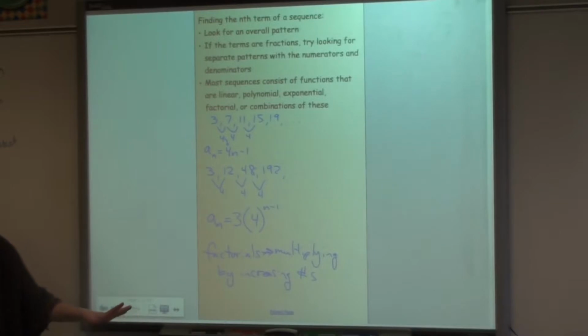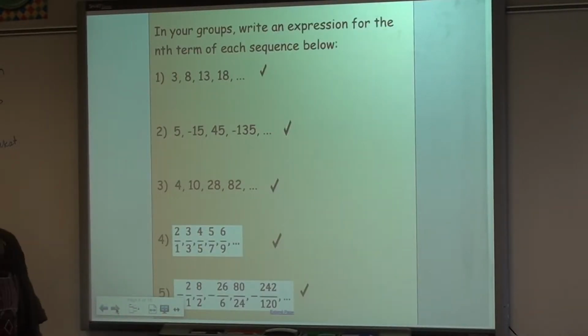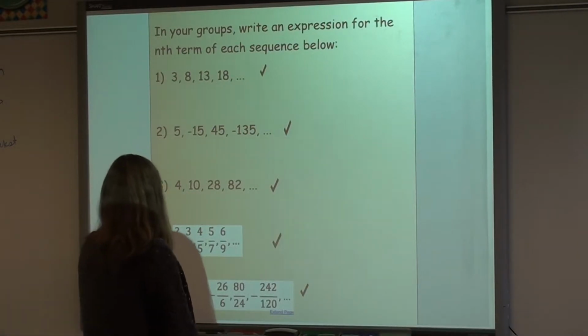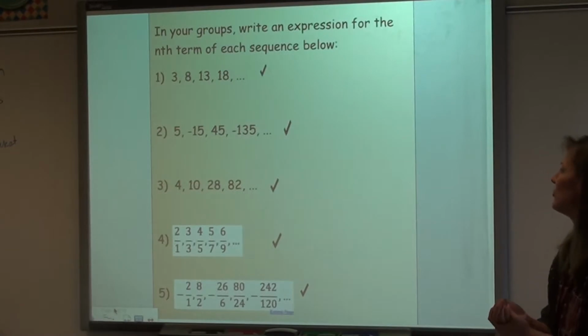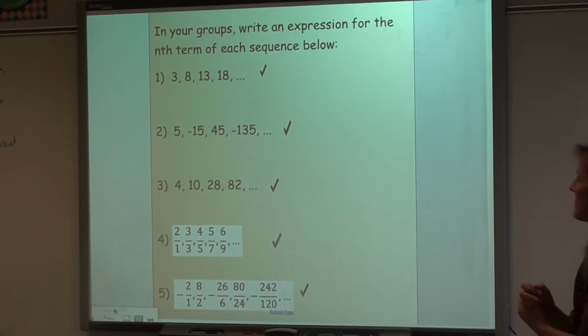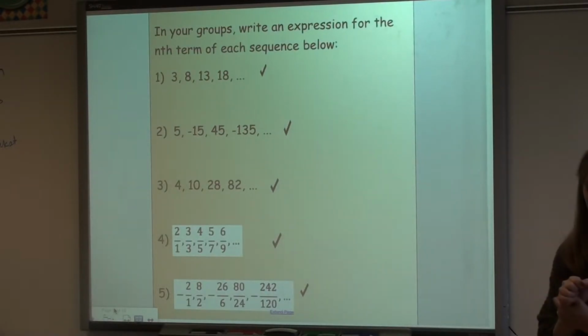So these are kind of fun. It's like a mystery, right? So here we go. Here are 5 fun-filled sequences for you to figure out a rule for. All right, so write an expression for the nth term, or write a rule, a sub n, for each of the following sequences. Work together. See if you can figure them out. Some are easy, some are a little more challenging.